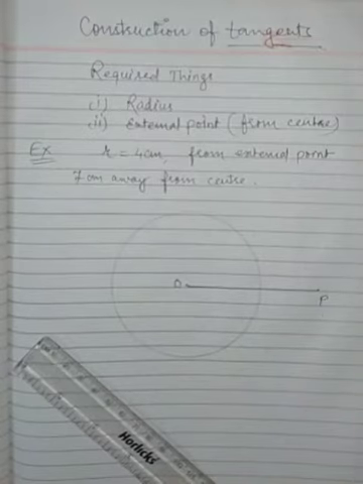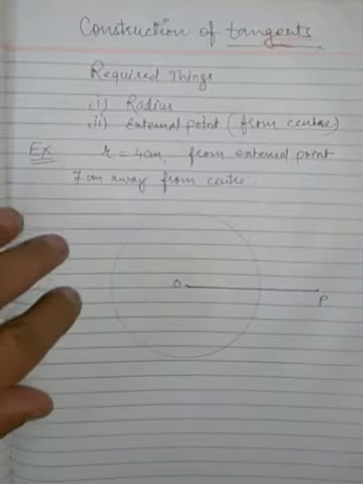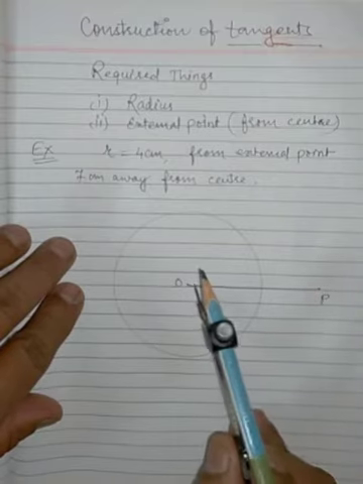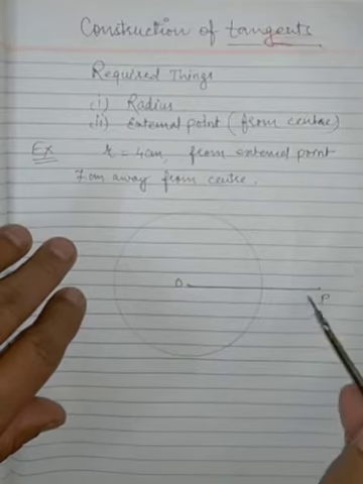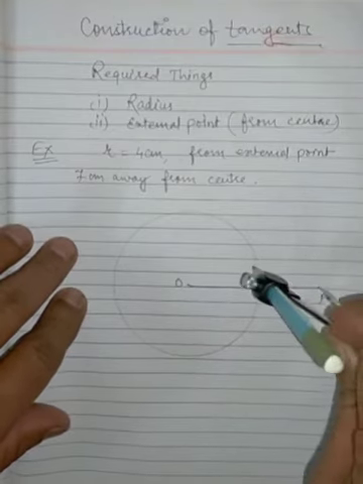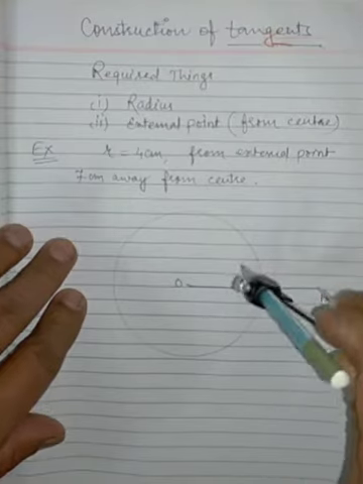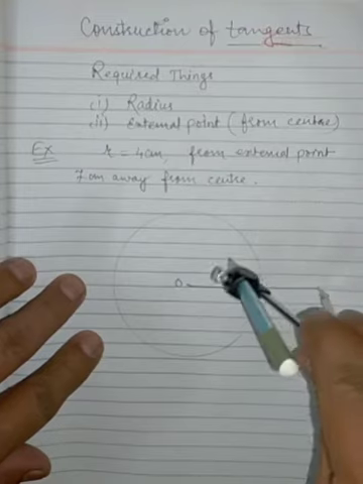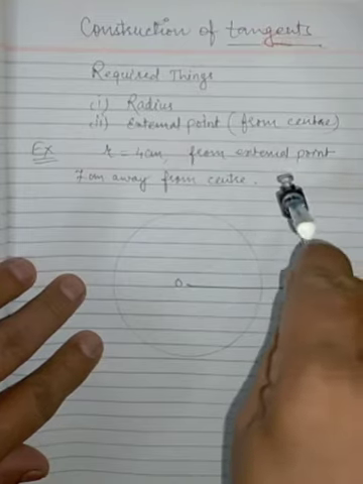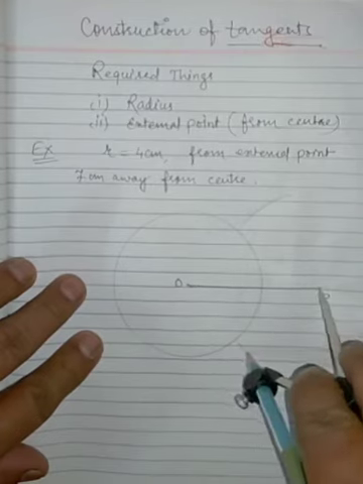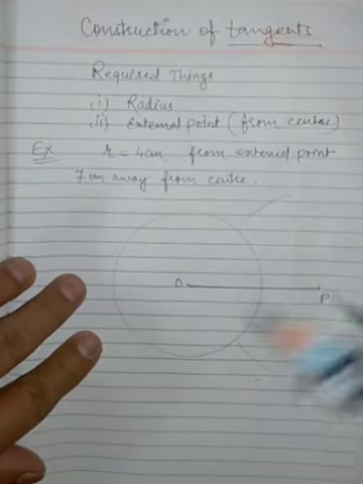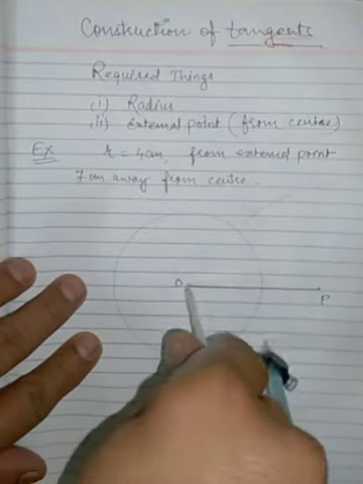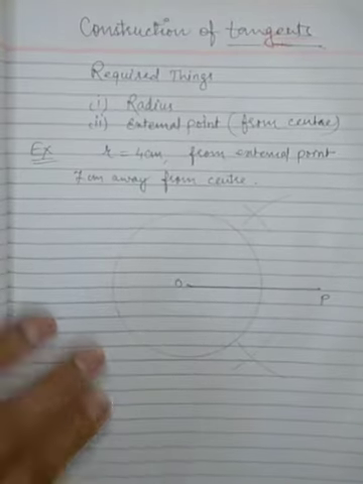Now, the basic of this construction is that after joining the external point with center, the line segment we got, we have to perpendicularly bisect it. For perpendicularly bisecting it, we need the radius of the arc more than half of the length OP. Okay, more than half. And by taking the radius, draw two arcs, one up, one down from the point P, and repeating same procedure, draw two arcs, one up, one down from point O, intersecting previous arcs.